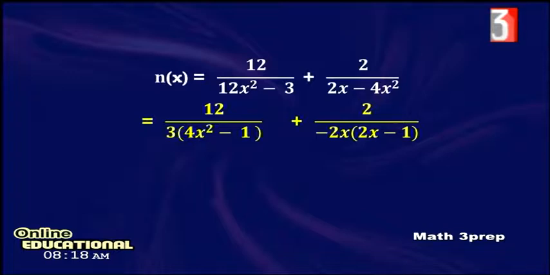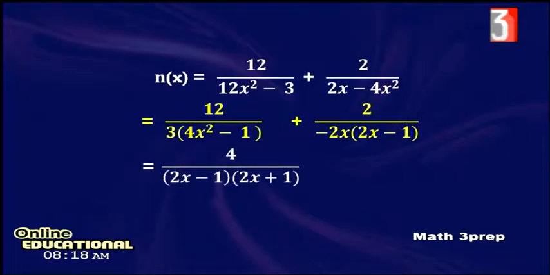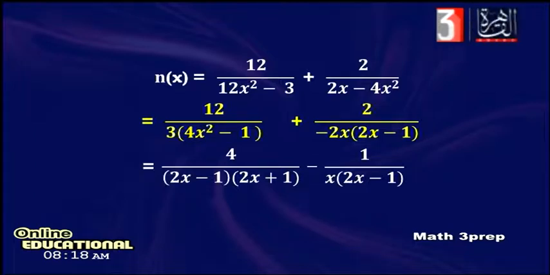Then you are going to notice that the denominator of the first part can be factorized another time. So it is 4 over, by reducing, of course, 12 divided by 3 gives 4 over (2x minus 1)(2x plus 1), as it is the difference between two squares. Then positive times negative gives negative. And reducing 2 by 2, so it is 1 over x(2x minus 1). Now, the addition operation became a negative operation. It became a subtraction operation.